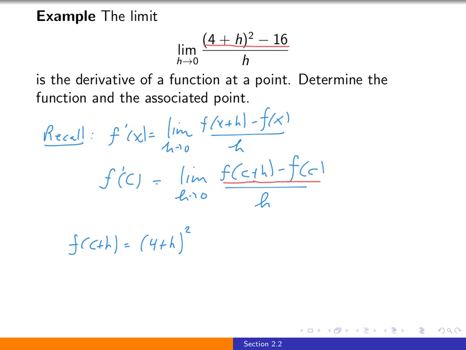So what that tells me is we are taking the expression c plus h and we're plugging it into something, where in this case c is going to be 4, and the function that we are plugging into appears to be the function that just takes that 4 plus h and squares it. So making that connection, the function that we have is x squared, and we are calculating the derivative at the point c equals 4.